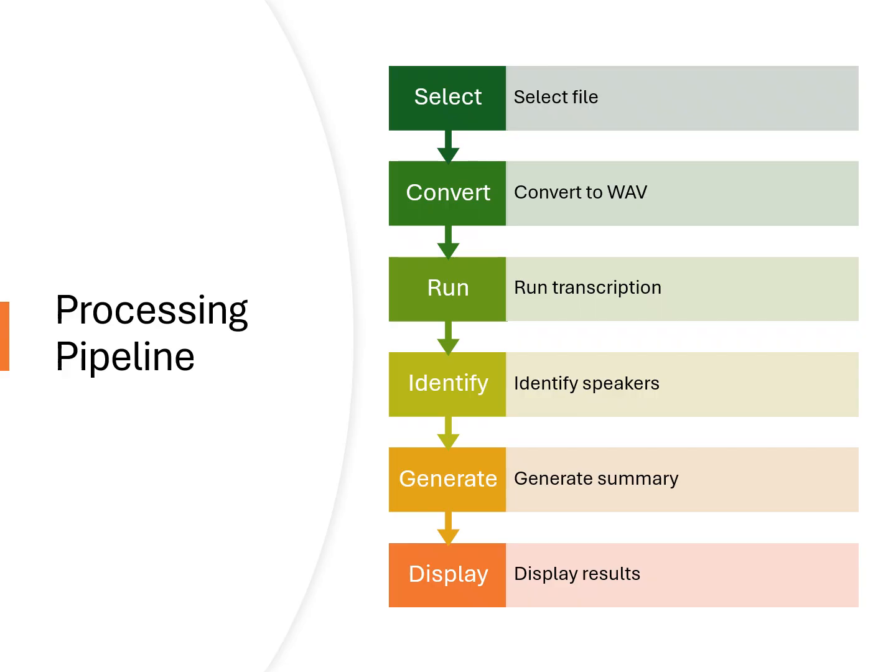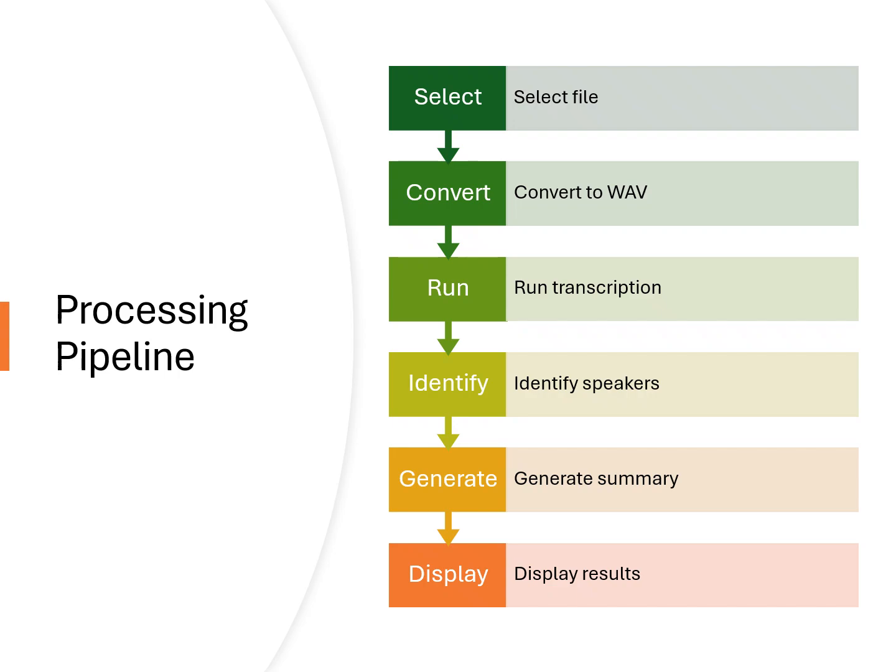This slide shows the step-by-step processing pipeline used in our system. The process begins when the user selects an audio file to upload into the application. This serves as the input for the entire workflow. After the file is uploaded, the system converts the audio into WAV format. This conversion step improves compatibility and ensures the audio can be processed correctly by the transcription model.